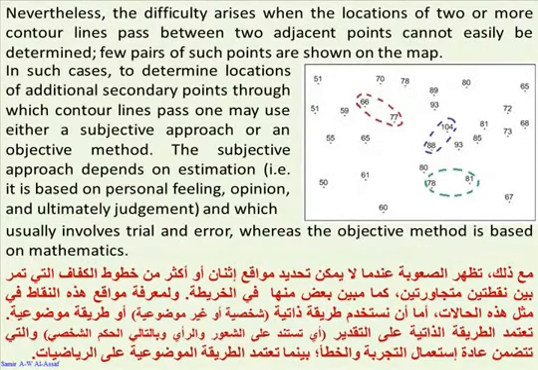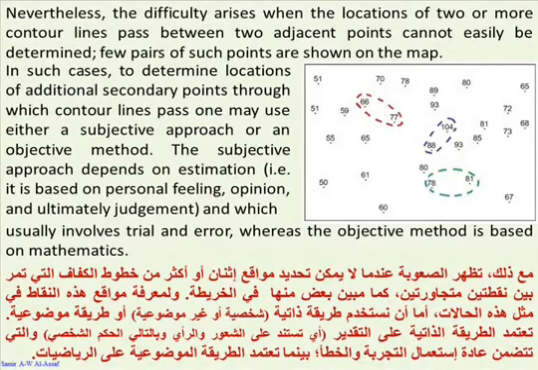Nevertheless, the difficulty arises when the locations of 2 or more contour lines passing between 2 adjacent points cannot easily be determined. A few pairs of such points are shown on the map. In such cases, to determine locations of additional secondary points through which contour lines pass, one may use either a subjective approach or an objective method.